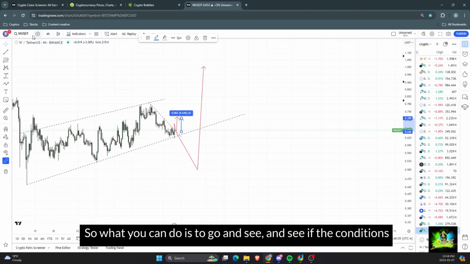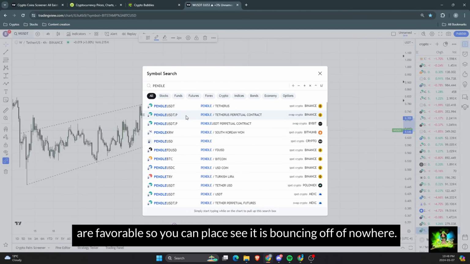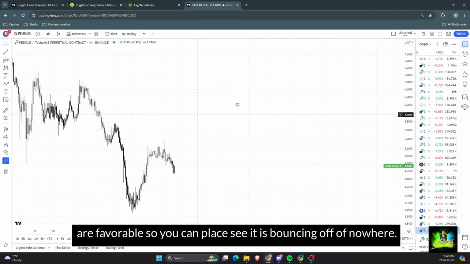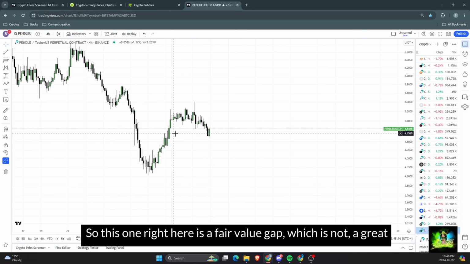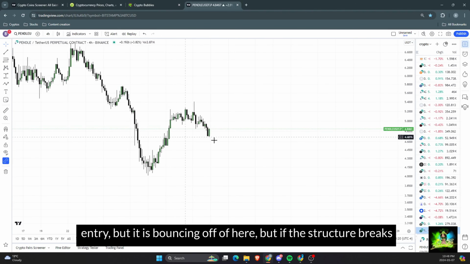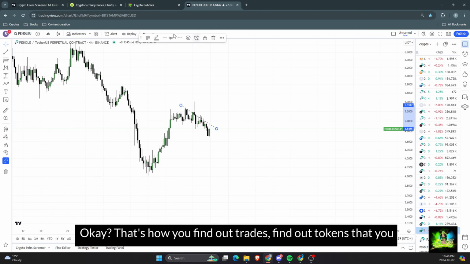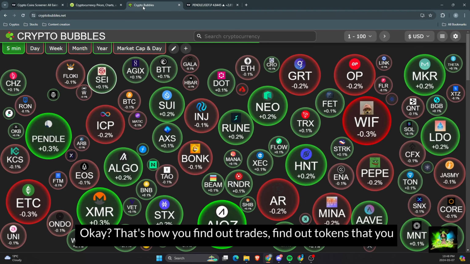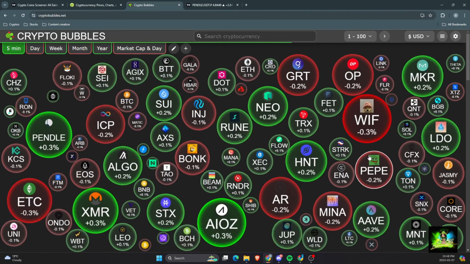So what you can do is to go and see Pendle and see if the conditions are favorable, so you can place. See, it is bouncing off of nowhere. So this one right here is a fair value gap, which is not a great entry, but it is bouncing off of here. But if the structure breaks on 4 hour, you can actually enter a long position. Okay, so that's how you find out trades, find out tokens that you can use, which you can choose to start trading.